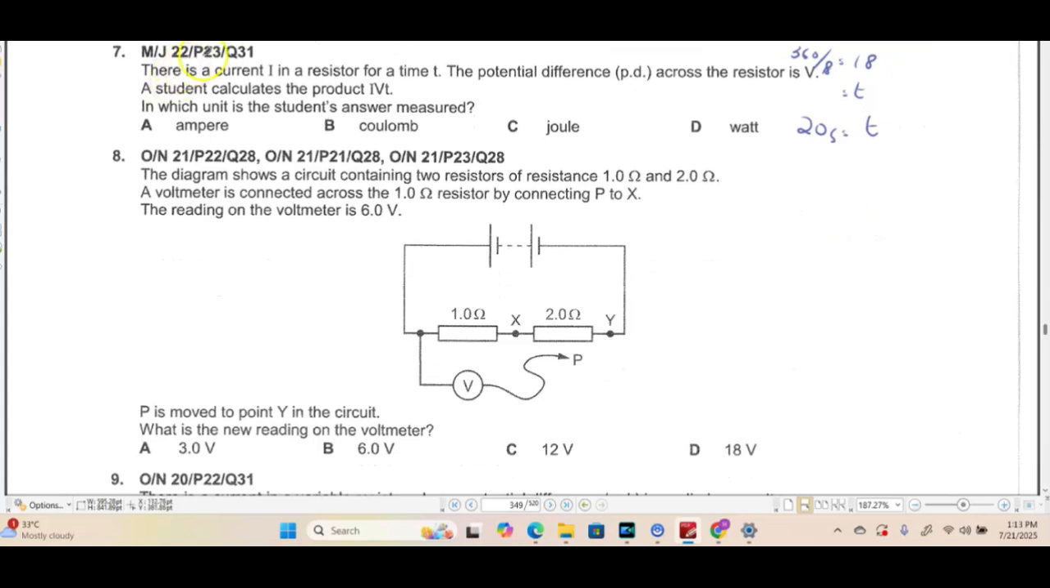Moving on, question number 7. There is a current I in a resistor for time t. The potential difference across the resistor is V. A student calculates the product IVT. In which unit is the student's answer measured? This is the formula for energy, VIT, so energy is measured in joules. So C is our correct option.